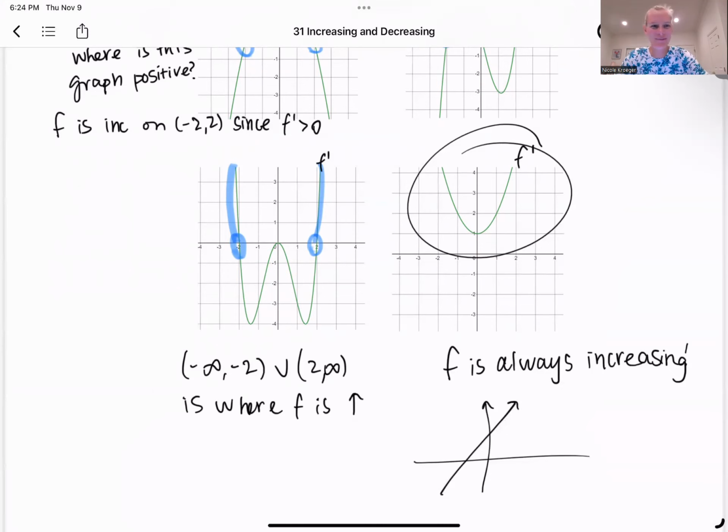So we'll do some more practice. We'll have similar type problems in our next class period, but then we'll go ahead and add, how do we determine where local maxes and mins are?